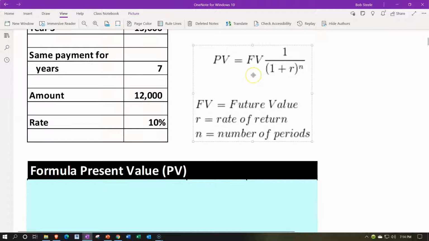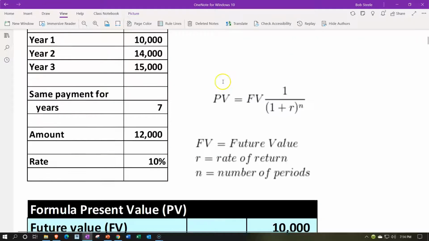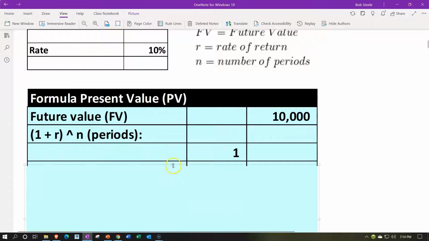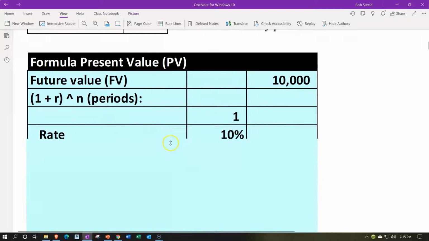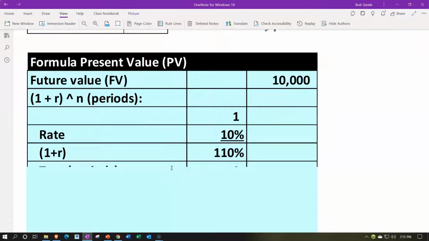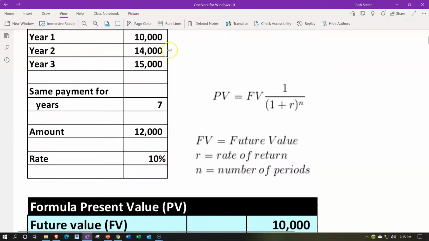Present value of 1 equals the future value times 1 over 1 plus r to the n. We're going to break that out into basically a formula table down here where we're going to take the 10,000. That's going to be our 10,000 up top for period 1. And we're going to take the 1 plus r to the n. There's the 1. The rate is going to be 10%. That adds up to 110% for period 1, because we're just looking at this 10,000, which is only 1 year out.